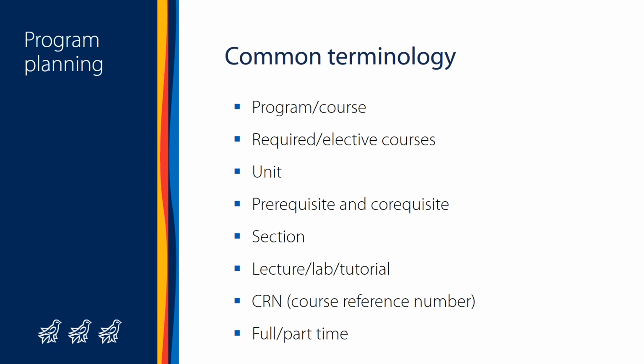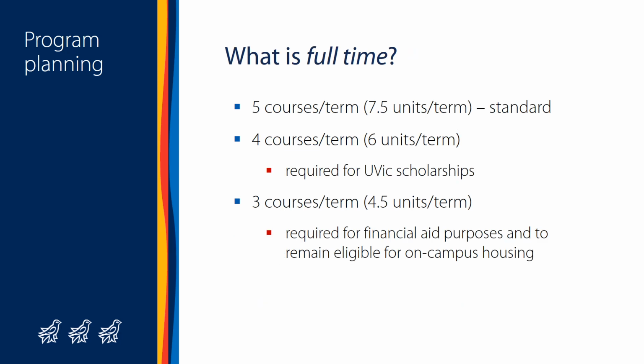Another important definition would be what is full-time studies versus part-time studies. 5 courses per term would be your standard full course load. 4 courses per term is still considered full-time in the eyes of the UVic Scholarship Office. So if you received a scholarship that had a condition that you must be a full-time student enrolled in 12 units for your full academic year, then as long as you're in at least 4 courses per term, that satisfies that requirement.